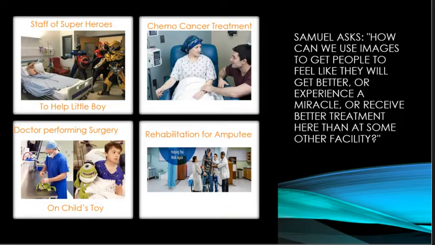Samuel asks, how can we use images to get people to feel like they will get better or experience a miracle or receive better treatment here than at some other facility? These 4 images, like the staff dressing as superheroes and the doctor performing surgery, or just the rehabilitation for amputees and the chemo cancer treatment, are demonstrating that the exceptional patient service provided by the hospital are doctors and staff going above what they are required to do.